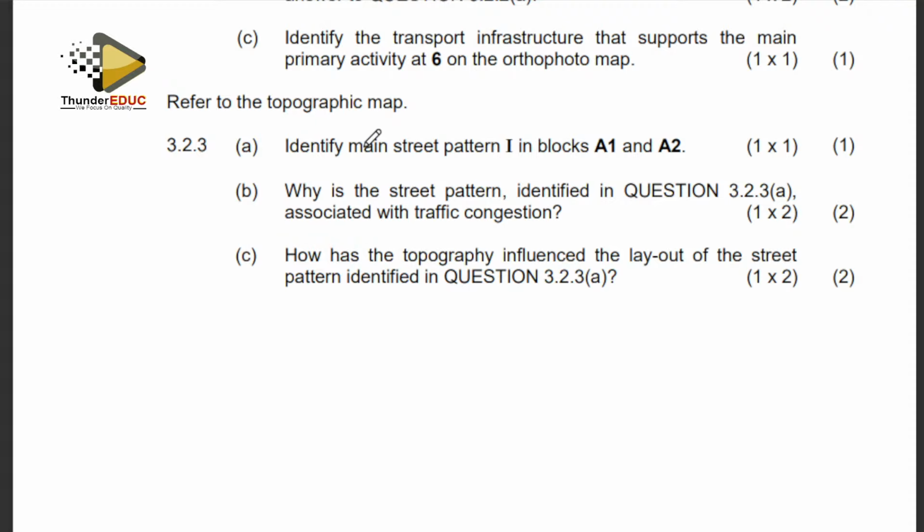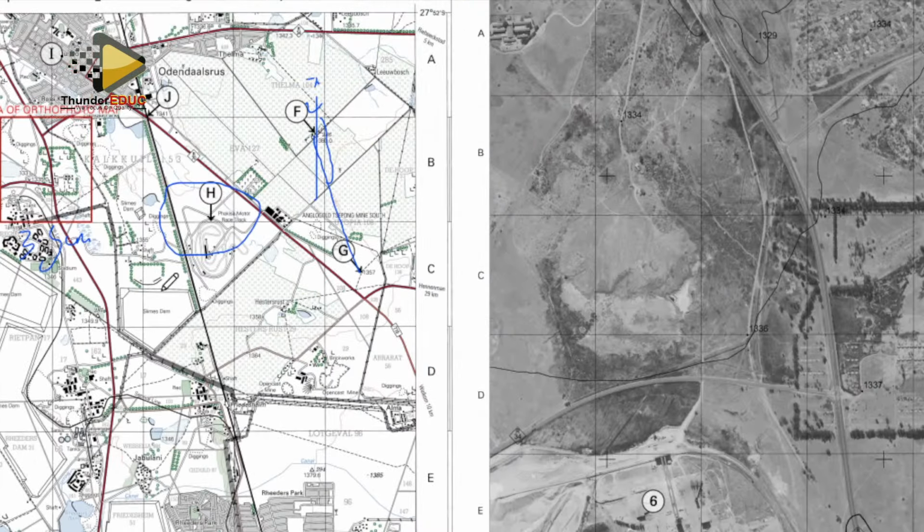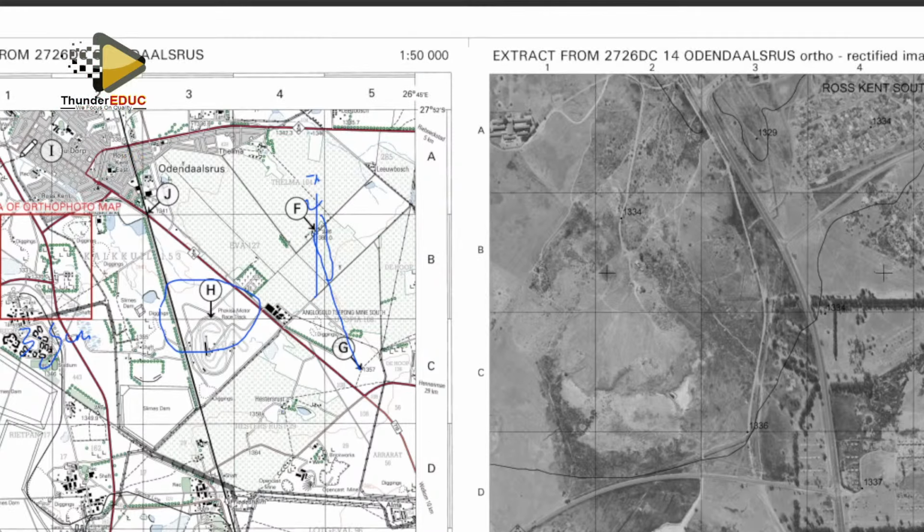You can now think of, when you talk about street pattern, what comes in your head? We remember we have the gradient, we have the planned irregular. Okay. So in that sense, they want you to identify the main street pattern there. And therefore, we go to the map quickly. Here is the map. Where is I? I is here. What do you see here?